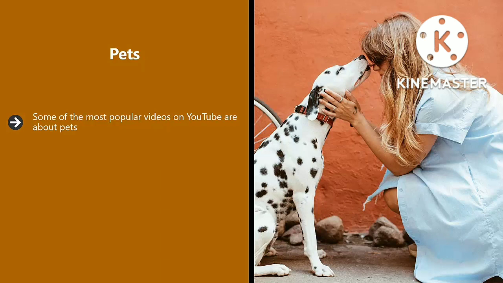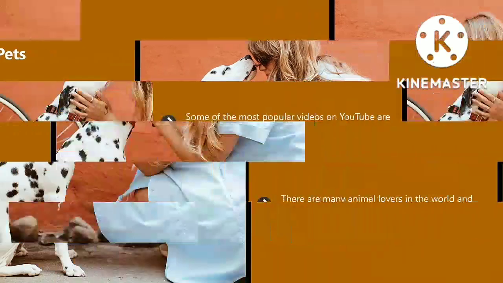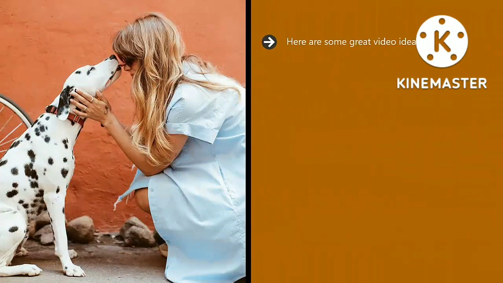Pets. Some of the most popular videos on YouTube are about pets. Everyone has seen a funny cat video or a dog doing special tricks. There are many animal lovers in the world, and they can't get enough content about pets. Here are some great video ideas.